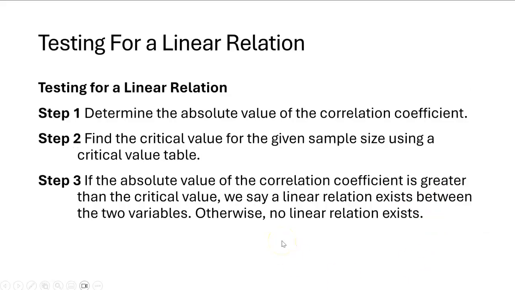And then you can test for it. There's a way to test for a linear relation, and what you do is you take the absolute value of the correlation coefficient and you compare it to what's called a critical value. And a critical value is determined by using a critical value table and the sample size, all right? And I'll show you the table on the next slide. But if the absolute value of the correlation coefficient is greater than that critical value, then we say there exists a relation, a linear relation between the two variables. If it's not bigger than that critical value, then we say there's no linear relation. It doesn't mean there isn't a relation between the two variables. It just means there's no linear relation.